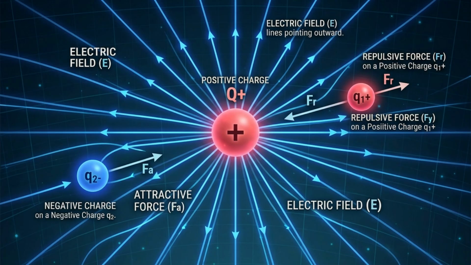Physically, consider a positive electric charge. The electric field radiates outward in all directions. If another positive charge enters the field, it experiences a repulsive force. If a negative charge enters the same field, it experiences an attractive force toward the original charge.